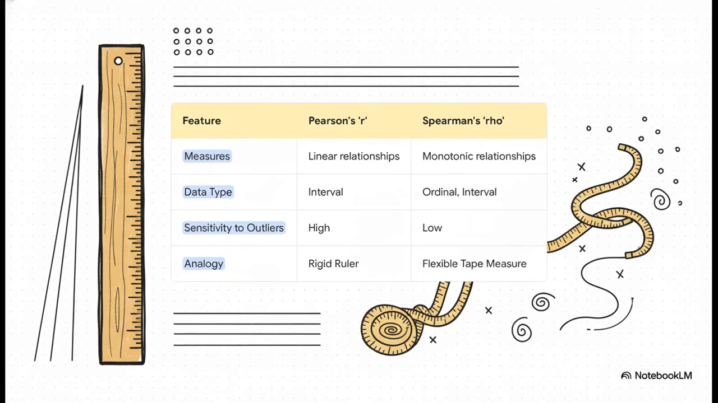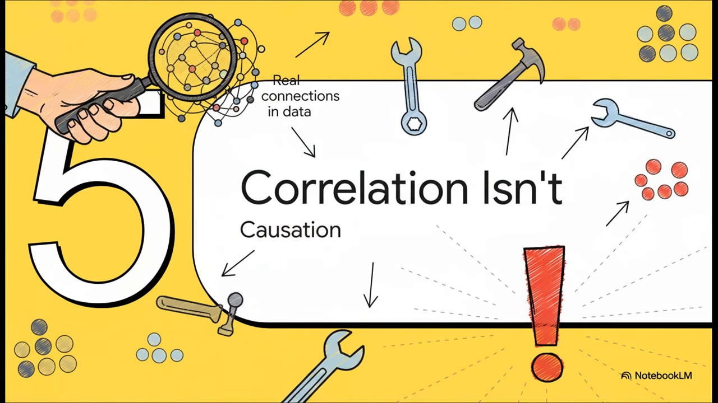If you're looking for a straight line relationship and you know your data is pretty clean, with no crazy outliers, Pearson's rigid ruler is your guy. But if you think the relationship might have a curve to it, or if your data has outliers that you can't explain, Spearman's flexible tape measure is almost always the safer and often the more insightful choice. So choosing the right tool is absolutely crucial if you want to find real, meaningful connections in your data.